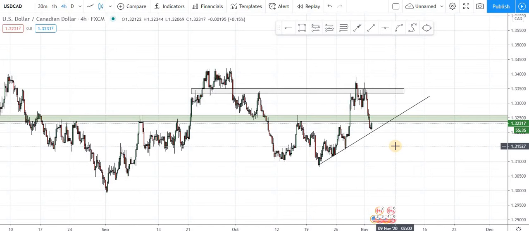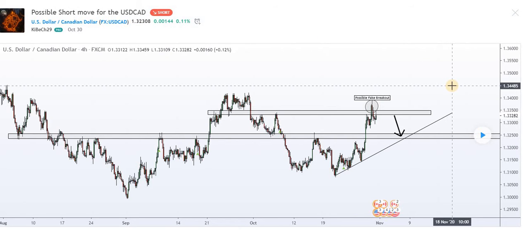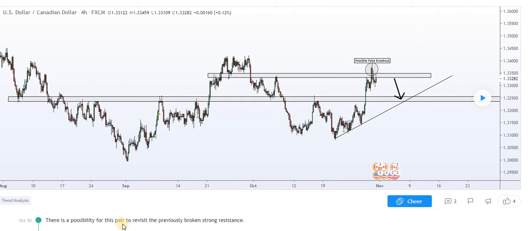So we're looking at this chart here of the USD CAD, a very beautiful chart, and also a trade that I took myself. The idea was uploaded on the TradingView platform, on my TradingView page. I'd like to show you before all this. So let's look at it. This is what it looked like on the 30th of October, so that's like 2 or 3 days ago. This is the idea that I posted, and I said there is a possibility for this pair to revisit the previously broken strong resistance. The previously broken strong resistance.